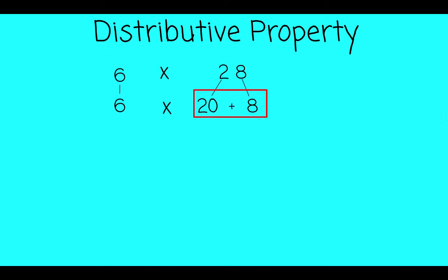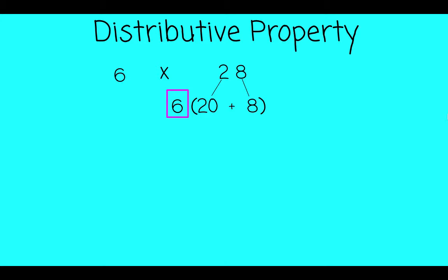Okay, let's put parentheses around our expanded form. There's 1 and 2. Now that we have those, we can remove that multiplication sign and bring this 6 over. Whenever you see a number directly beside parentheses, it means you can multiply it by whatever is inside. So here's how the distributive property got its name. We're going to distribute the 6 to 20 and 8.